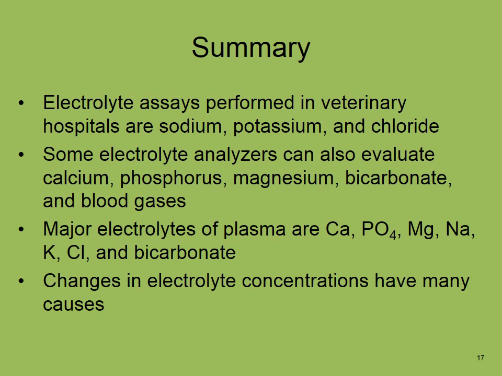So what have we learned about electrolytes? Well, sodium, potassium, and chloride are the ones we really seem to look at the most in clinic. Some electrolyte analyzers can also evaluate things like calcium, phosphorus, magnesium, bicarb, blood gases. These are really, really important, especially in emergency situations. So a lot of emergency hospitals will have these. And again, the best thing to do is to run these samples with arterial blood. The major electrolytes of plasma are calcium, phosphorus, magnesium, sodium, potassium, chloride, and bicarbonate. Changes in electrolyte concentrations have lots of causes, as we've talked about.